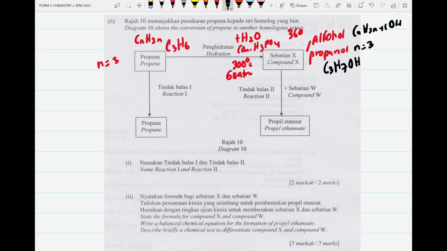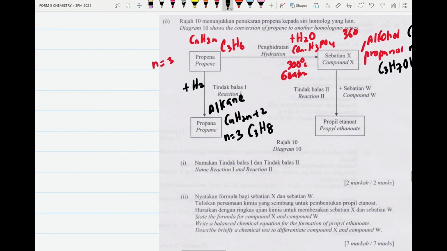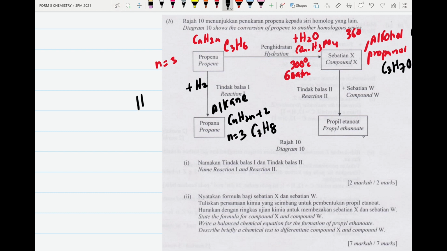All right, now we go for this reaction. Propene undergoes reaction number 1, it turns into propane. Propane, CnH2n+2, belongs to the alkane homologous series. Apply n is 3, C3H8. So they add hydrogen gas here. Addition of hydrogen gas is known as hydrogenation reaction. In this process we need a catalyst. The catalyst is nickel, temperature 180 degrees Celsius.